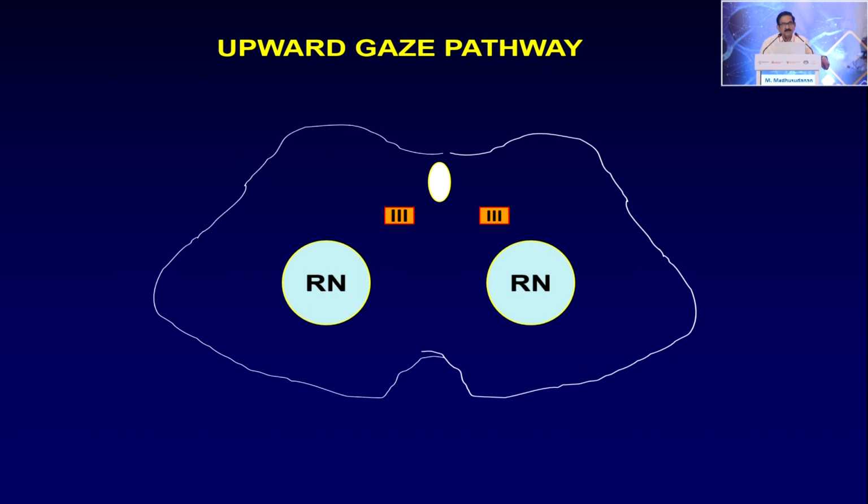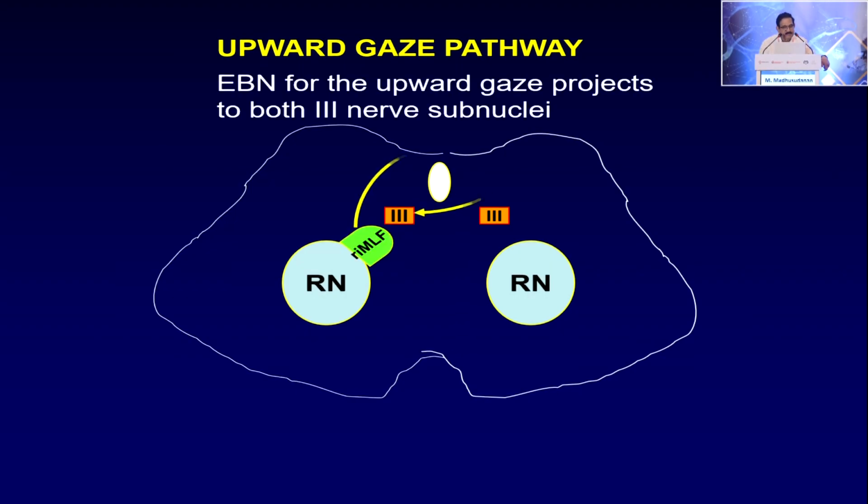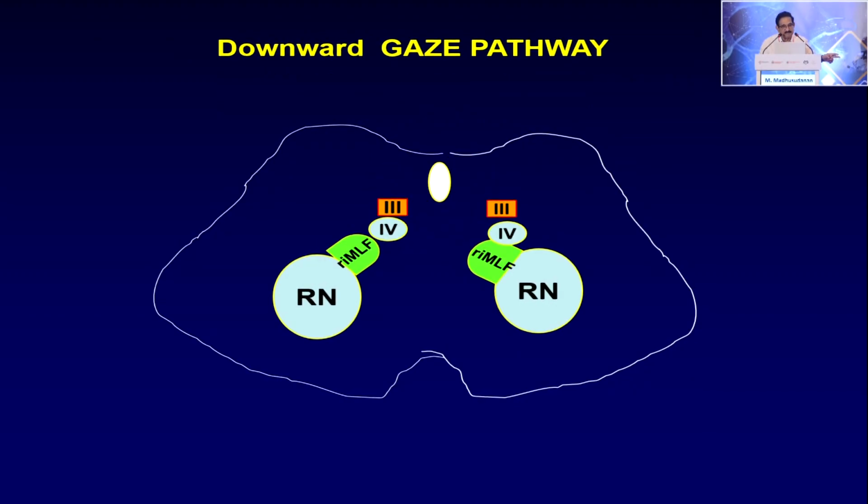Now, you all know the horizontal gaze pulse we have told you. What is the upward gaze pathway? The fibers arise from the RIMLF, go posteriorly through the posterior commissure and supply the ipsilateral and contralateral third nerve subnuclei. The same thing happens on the opposite side also, supplying both sides. So a unilateral RIMLF lesion potentially causes a transient upward gaze palsy. For an enduring palsy to occur, the lesion should be in the posterior commissure, which cuts off both pathways.